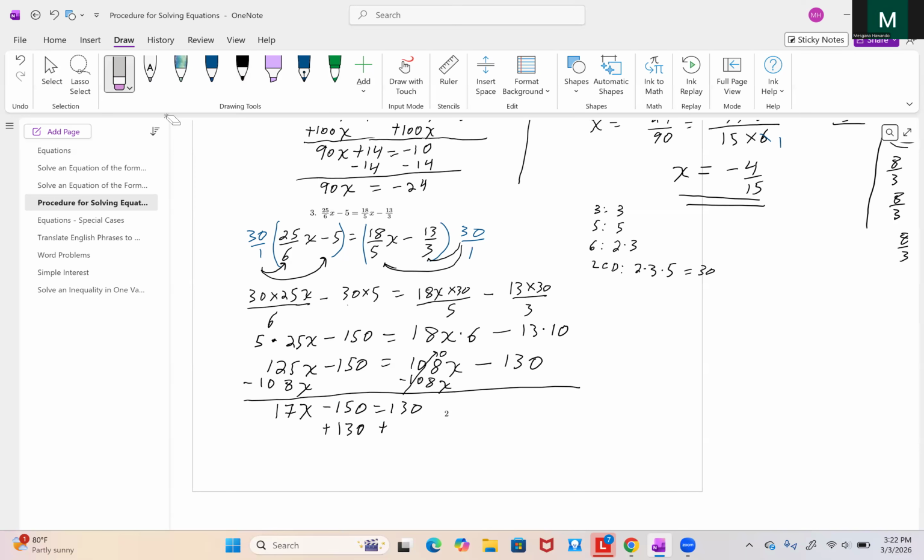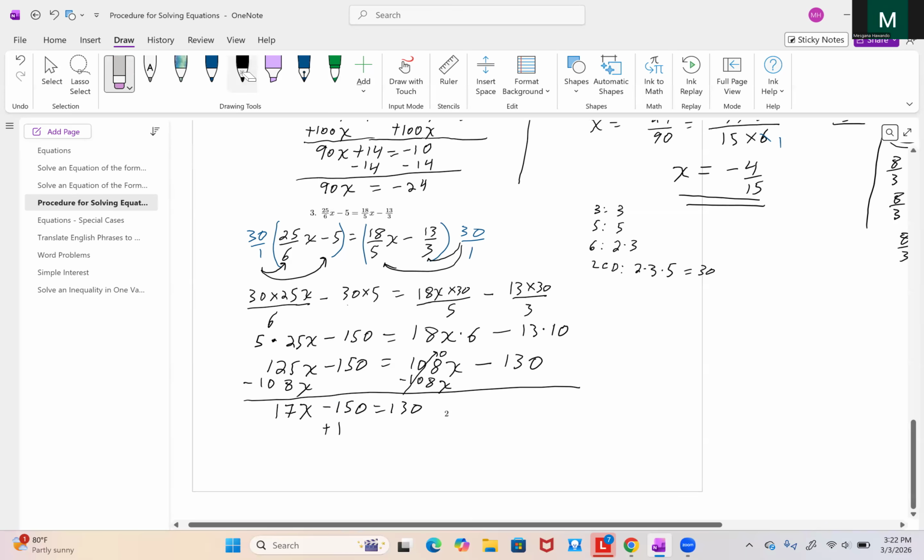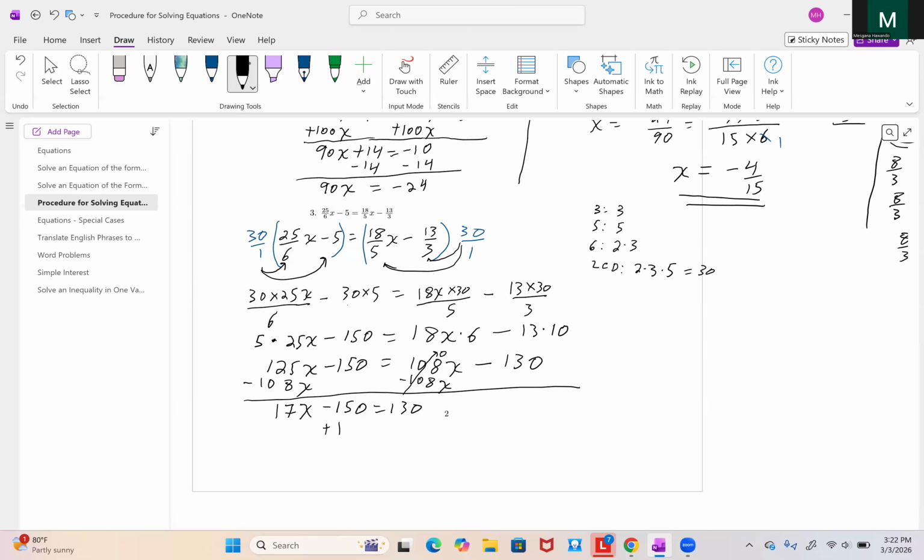150. So the minus 150, we need to add the additive inverse of negative 150 to both sides, not the 130. So we want to make 17x by itself. So 150. This here is 0. 17x is equal to, the sum here is 0, 8, 280.